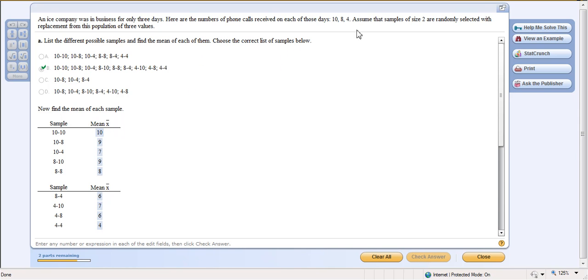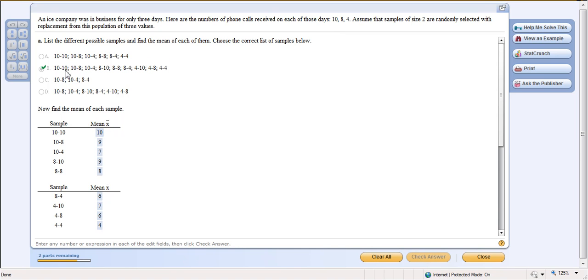And we're going to take these numbers, and for part A it says list the different possible samples and find the mean of each of those. So what we're going to do is select with replacement from this, supposedly the population of values that came up. So you could get 10 on your first selection and 10 on your second selection, since after the first selection we replace it, and that's what they mean by with replacement.